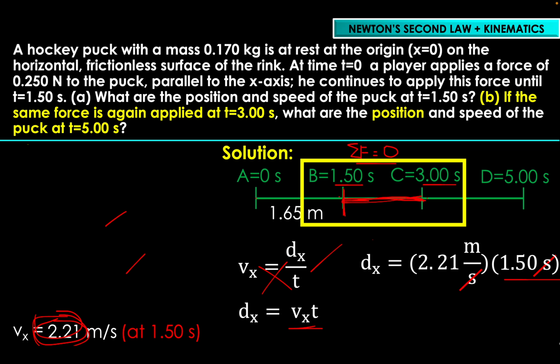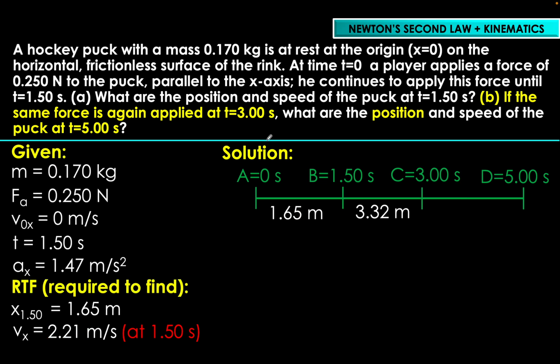So now you can cancel seconds as the unit, and then the final answer for the displacement from point B to point C is 3.30 meters. So what? Well, you can write it there now. And again, we can go back to our actual required to find, which is the position when the time is 5 seconds. And the last thing that's missing is how far did the hockey puck travel from point C to point D. So that's what we're going to solve for.